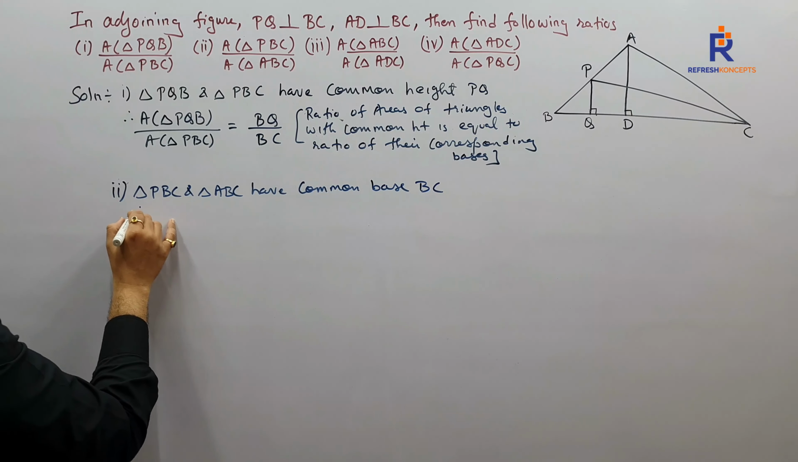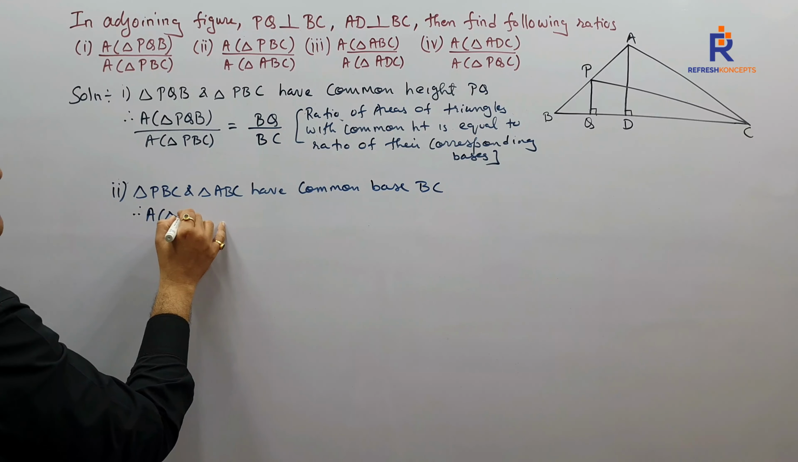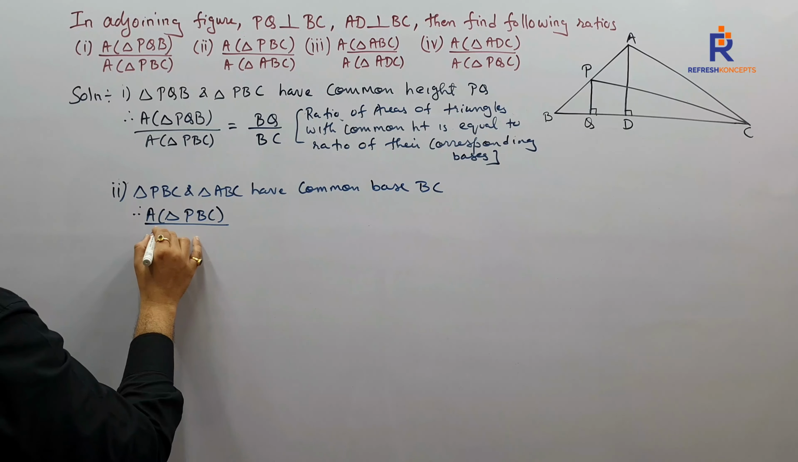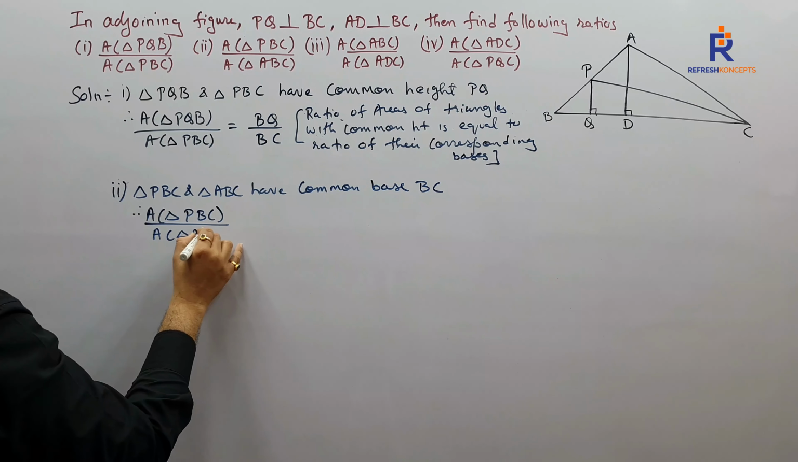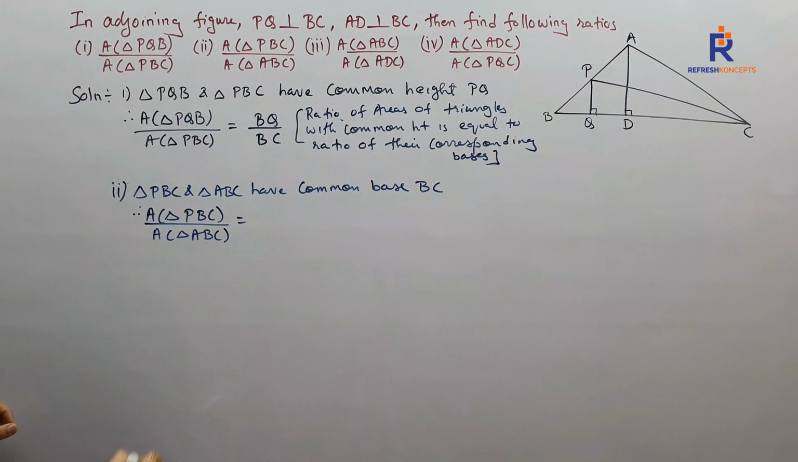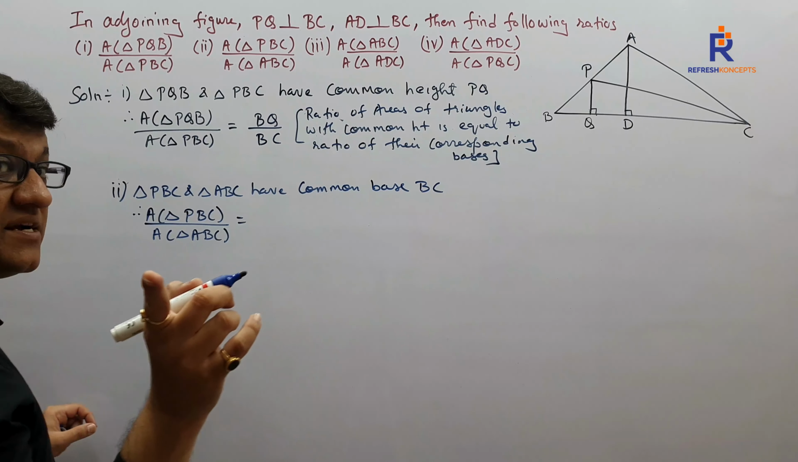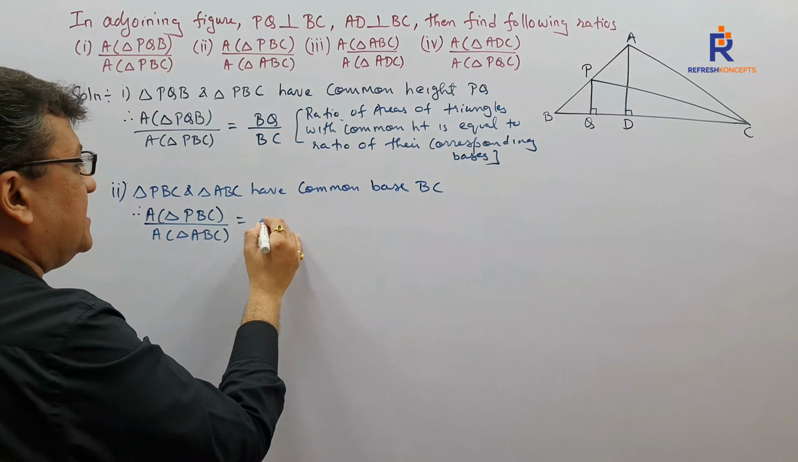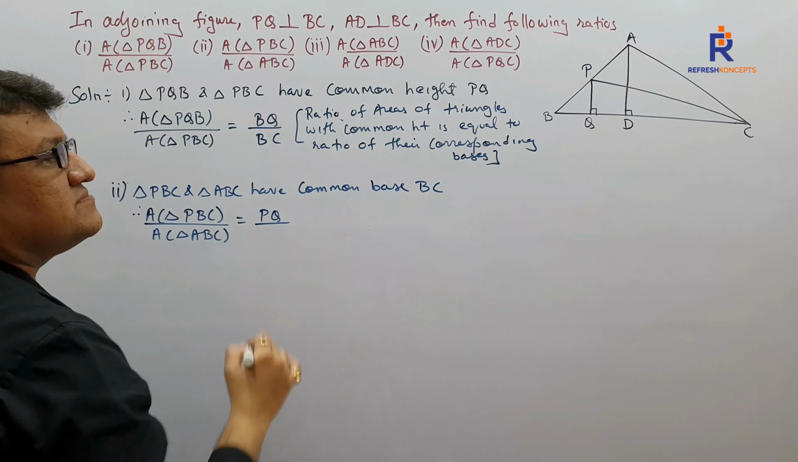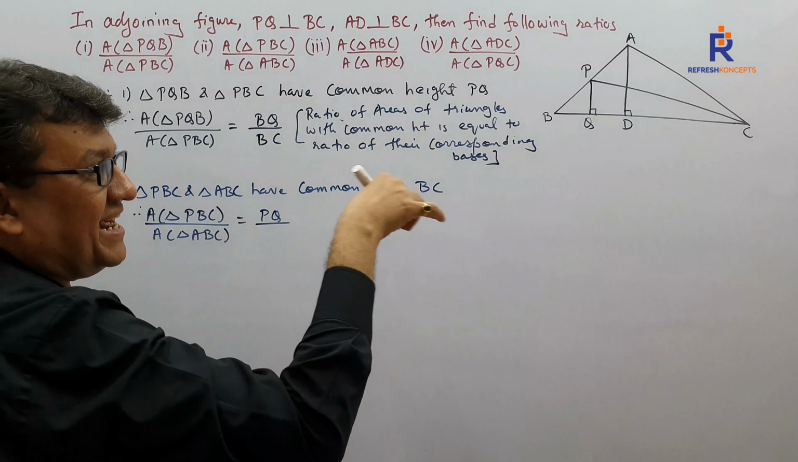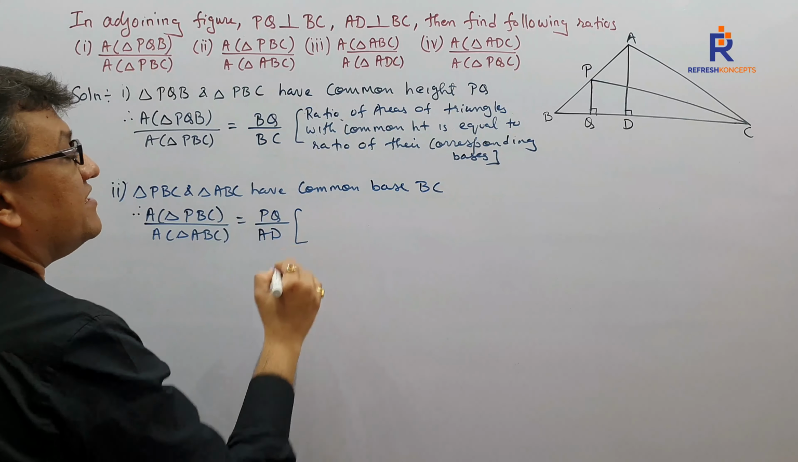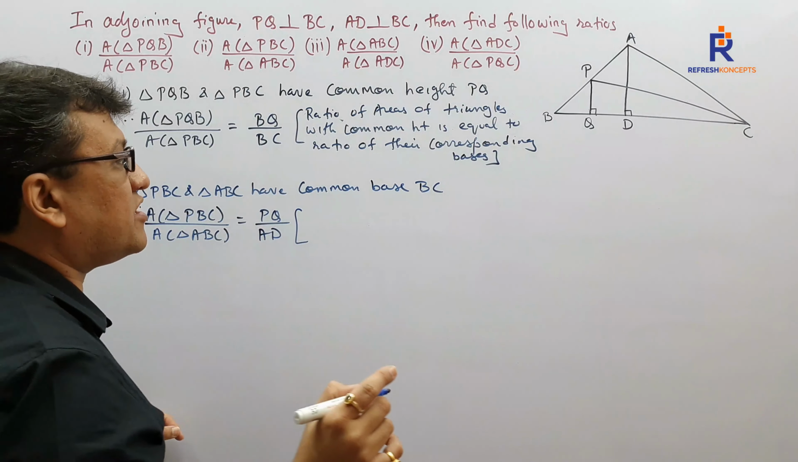Therefore, area of triangle PBC upon area of triangle ABC is equal to corresponding heights. What is height of PBC? Height of PBC is PQ. And what is height of ABC? Height of ABC is AD. Which property, children? Property 1B, they have common base.